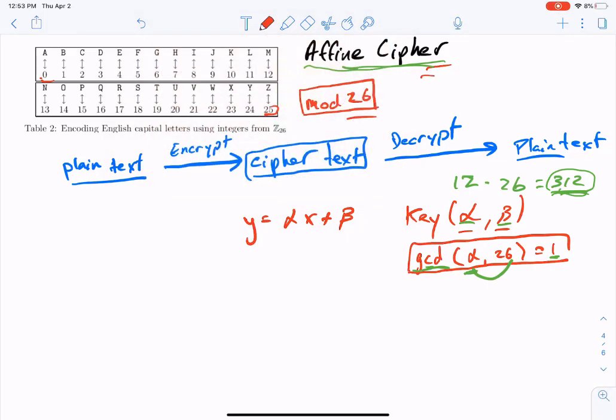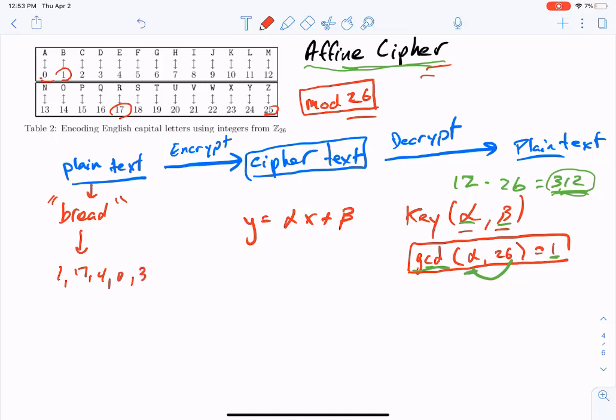So here's the deal in these mathematical things. I'm going to have a plain text message, and I'll just call it bread. That's a word I'm going to encrypt. This is my plain text. We have to translate this into its numerical form, converting all these letters into the numbers that correspond to them. So B is a 1, R is a 17, E is a 4, A is a 0, and D is a 3.